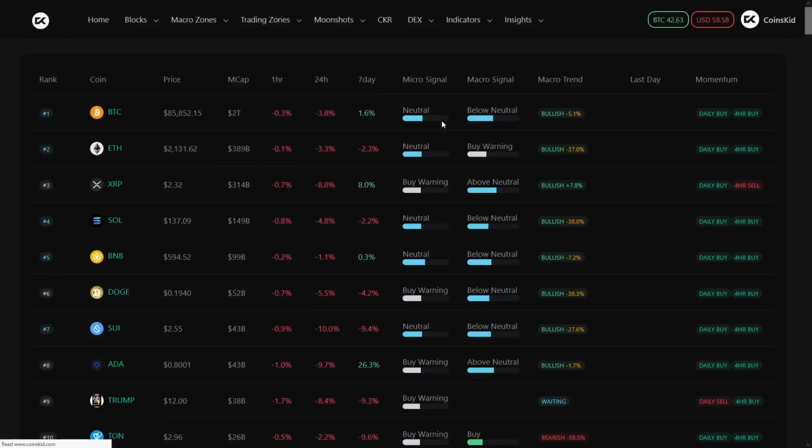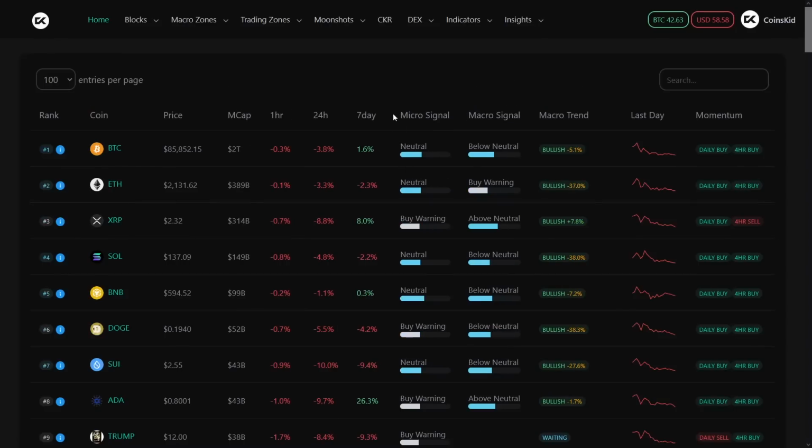And what you want to do is go back to the index right there and look for the micro signal warnings. For example, right now we have one on XRP. The inverse of a sell warning, which is a short opportunity, is a long opportunity, and we've got a buy warning kicking in on XRP. So we'll take a quick look at that chart right now.